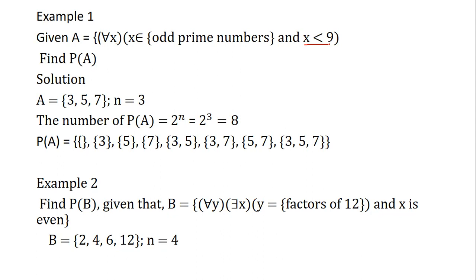For all odd prime numbers, the prime numbers which are less than 9 form the set A. So the largest set here is the set of all odd prime numbers. You can just find the possible odd prime numbers that you can get. Then among them, we select those which are less than 9. Is it okay?